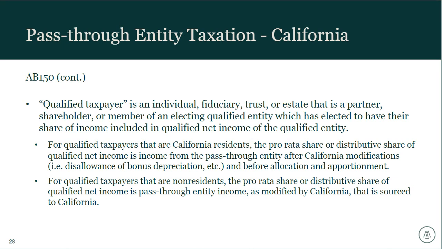So once we have a qualified taxpayer that consents to that AB 150 election, that 9.3% tax is calculated on the income from the partnership based upon residency. If the qualified taxpayer is a California resident, that 9.3% tax is applied before allocation and apportionment. Conversely, for qualified taxpayers that are California non-residents, that 9.3% tax is applied after apportionment, meaning only on the non-resident's income that is sourced to California.